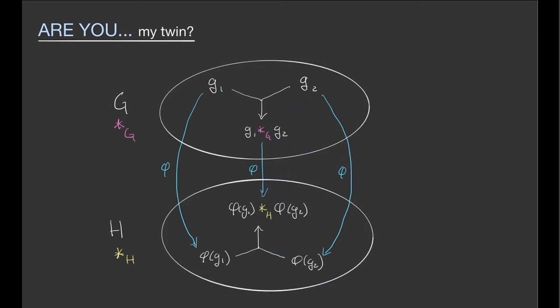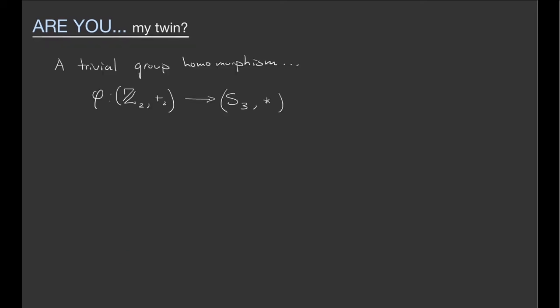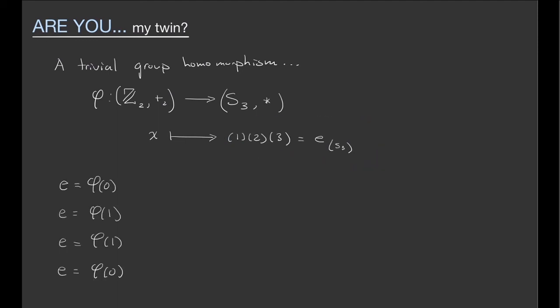Now, there's always a trivial group homomorphism. Say you're sending the group Z2, with addition mod 2, to the symmetric group S3 with its composition of permutations. The rule is that we send x no matter what x is, and there's only 0 and 1 in the set Z2. So whether it's 0, we send it to the trivial permutation, or the identity permutation, the thing that maintains the identity of everything. That is the identity of S3. And if it's 1, you also send it to the same identity. That is, if we take 0 under phi, we send it to E. 1 under phi, we send it to E.